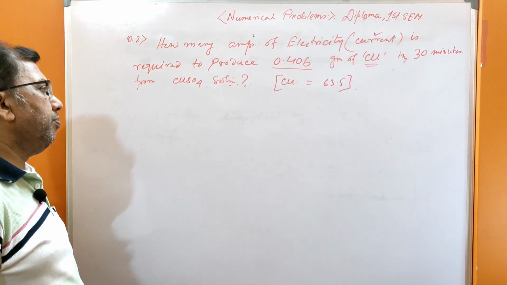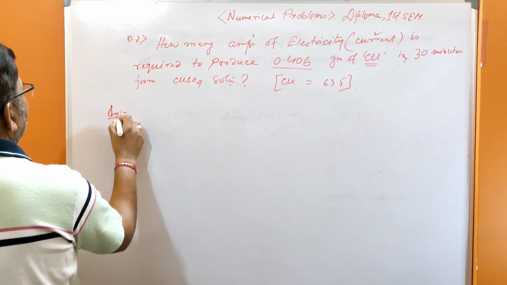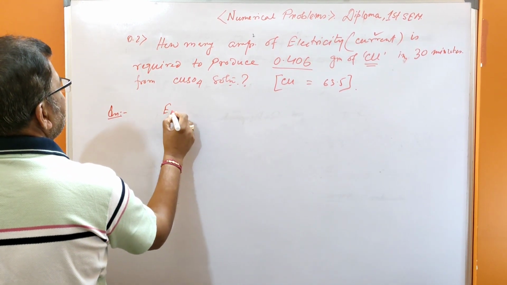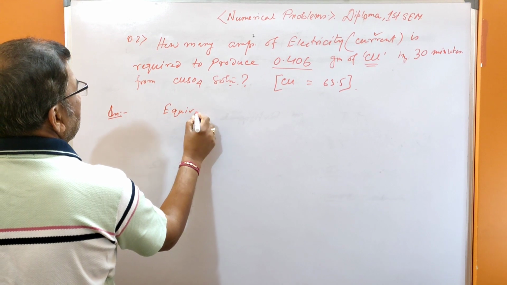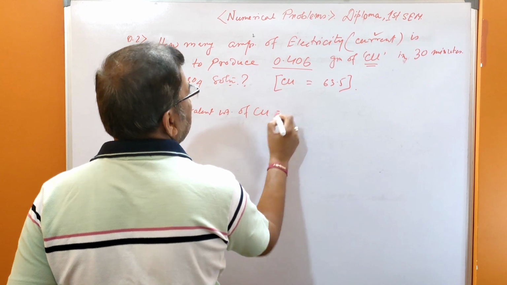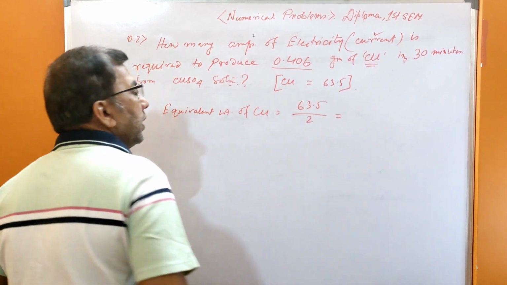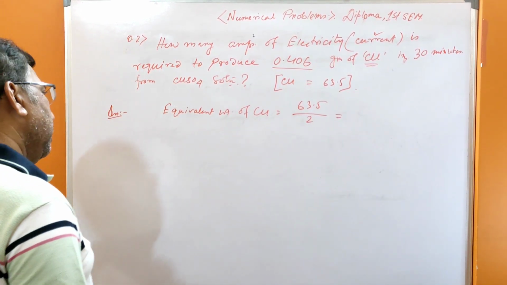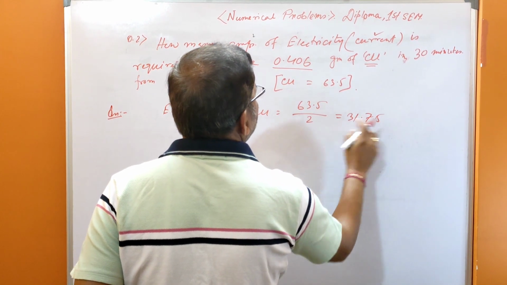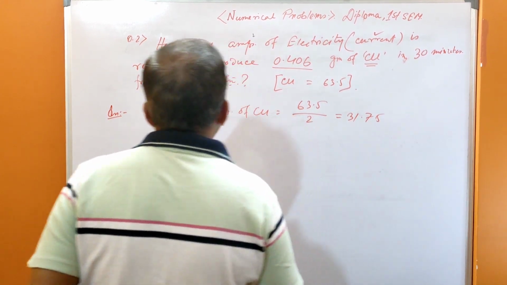Same thing, in the same process, you have to find out the equivalent weight of copper. Same process. Equivalent weight of copper कितना होगा? 63.5 को 2 से divide करो. Clear? So what will be the answer? This is 31.75. Okay, this is the equivalent weight of copper.